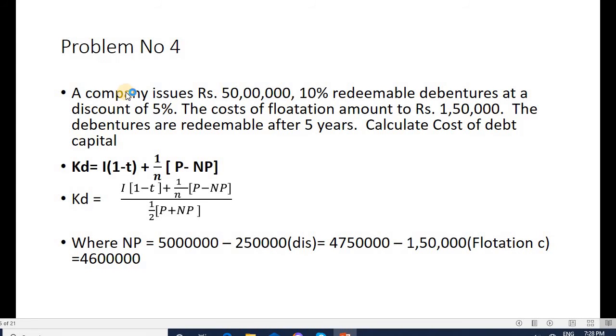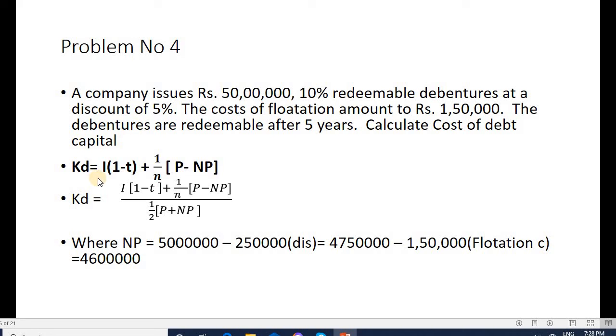Problem number 4. A company issues 50 lakh 10% redeemable debentures. Redeemable means it is redeemed after a certain period of time, at a discount of 5%. The cost of flotation amounts to 1,50,000. The debentures are redeemable after 5 years; we are paying back after 5 years. So, calculate the cost of debt capital.